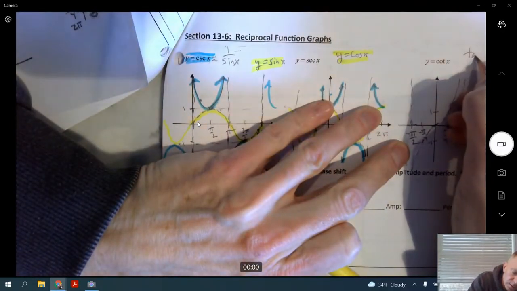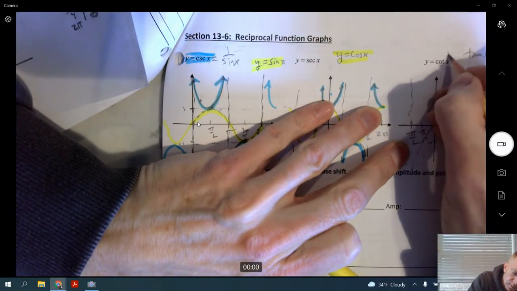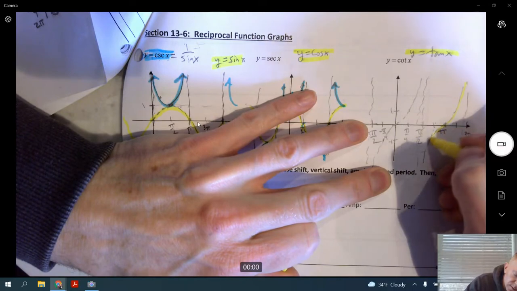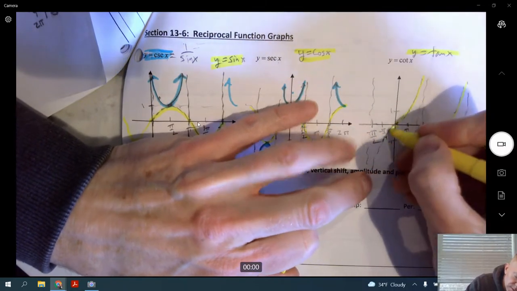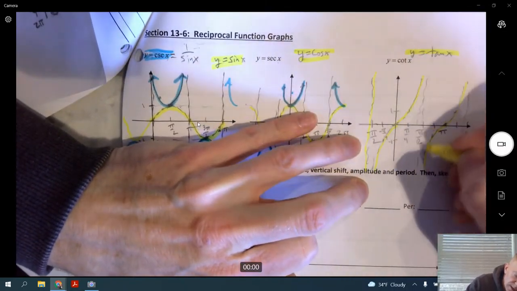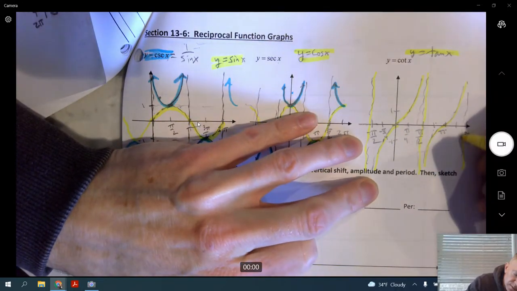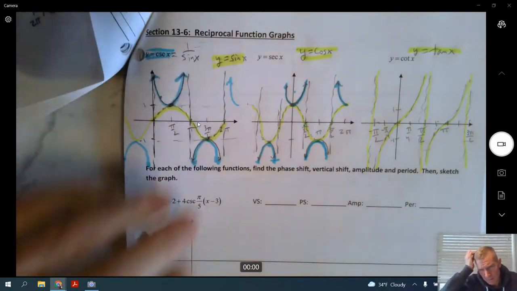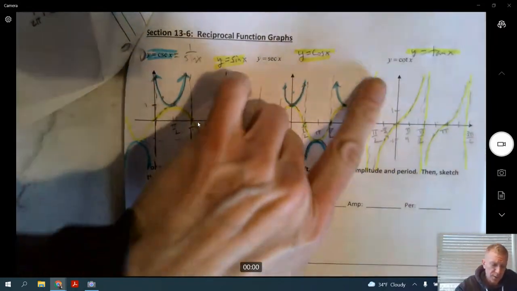Write that over here. Y equals tangent of x is this, which was this function. And these were your asymptotes for that function, for the tangent function. So now this is a little tricky because we have to graph the cotangent function.